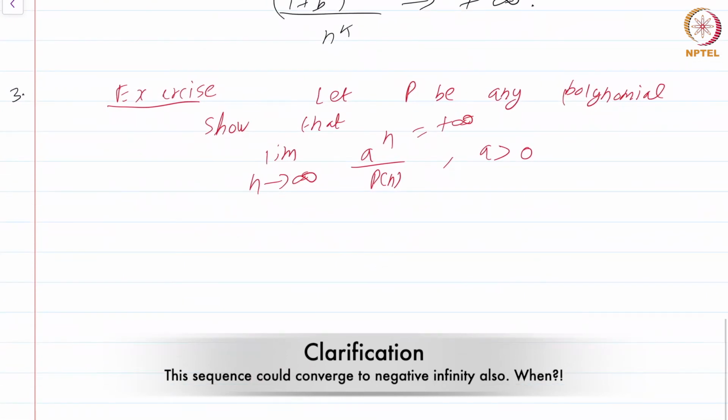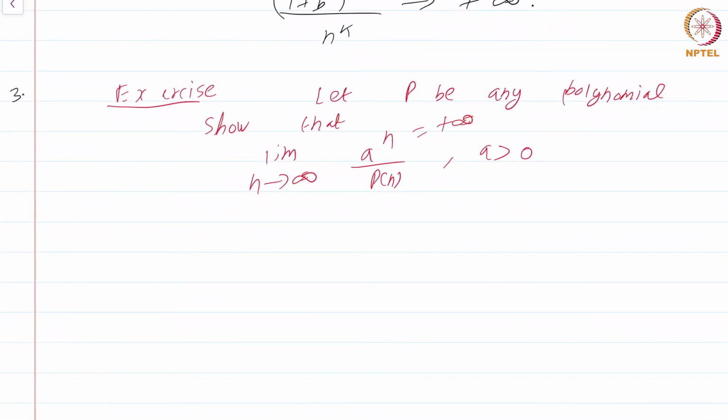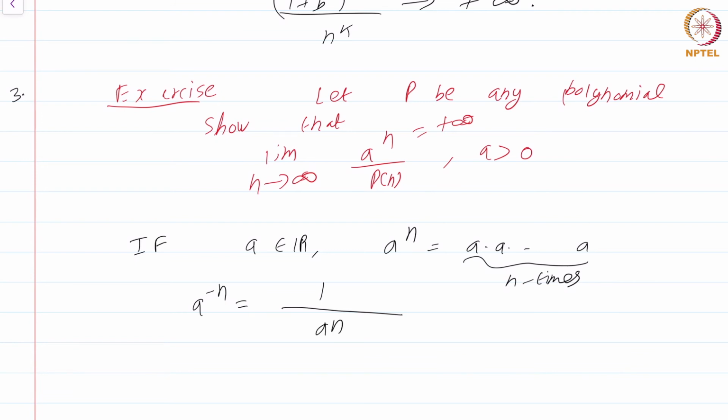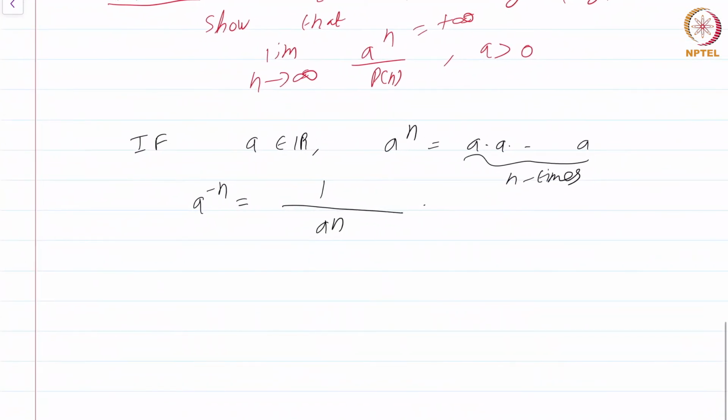Excellent. So now we have seen some examples involving polynomials and exponentials. Now let's see some more sophisticated examples involving exponentials. Before that, let me just make a remark. If a is a real number, then we all know what a power n is. This is just a multiplied n times, right? And a power minus n is just 1 by a power n. Okay, this is all valid when n is a natural number.